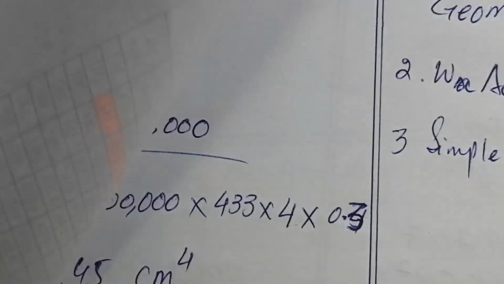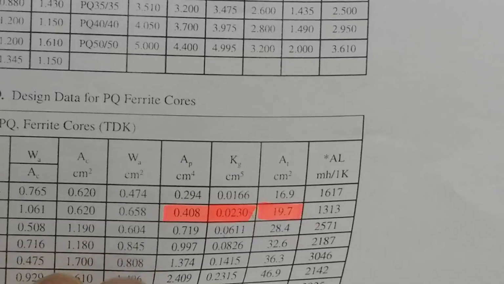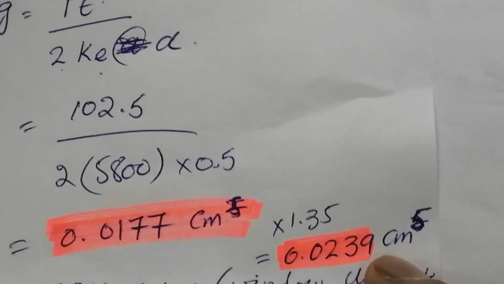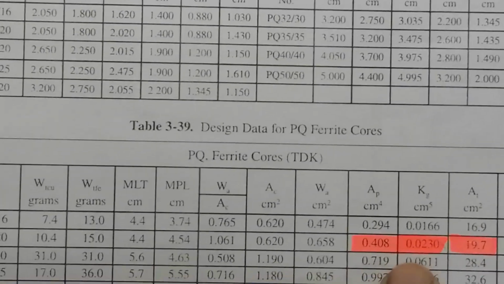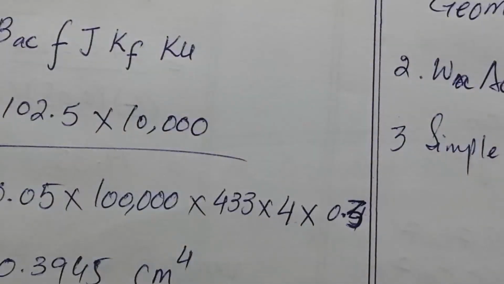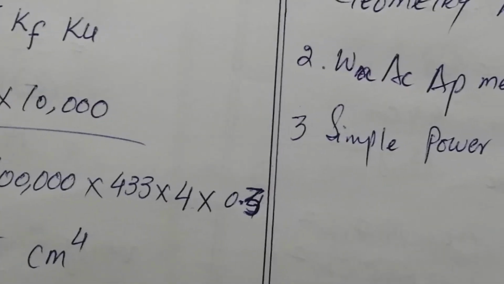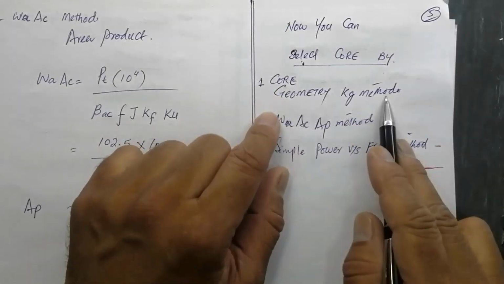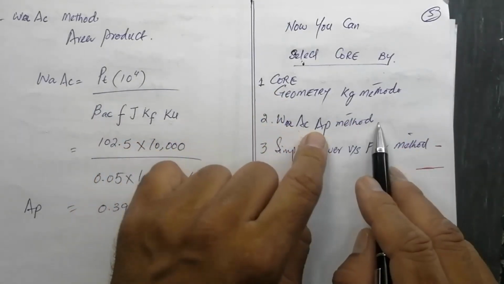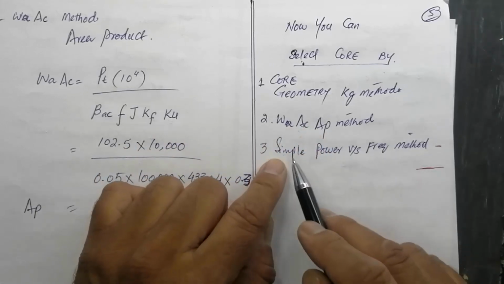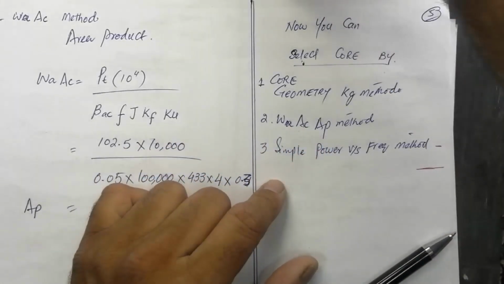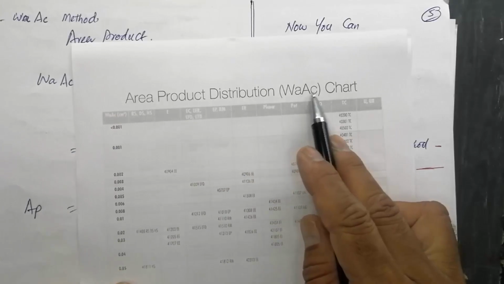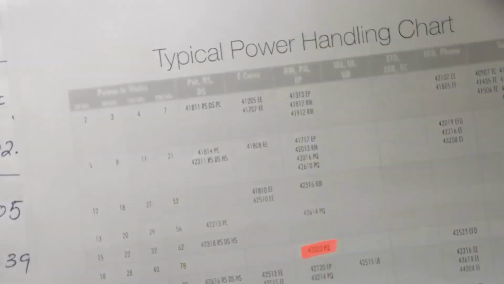If we are using the core geometry method, that is 0.239. 0.239 is here. The same core will appear here. So in both cases, we have now three conditions. We can select a core by the core geometry method, window area and cross-sectional area product method, and simple power vs frequency method. Here is the AP chart, product distribution WaAc chart. So this is a typical power handling chart.